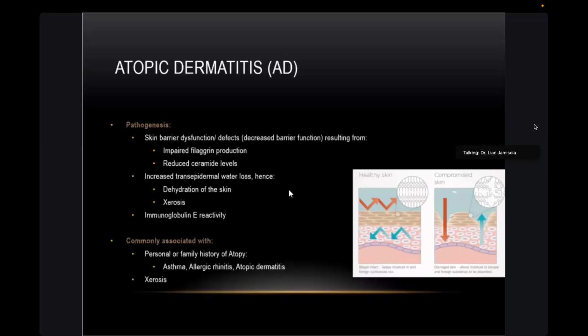Hence, patients have dehydration of the skin and xerosis. Adding to that, they also have immunoglobulin E reactivity. As I mentioned, this has a genetic component. Hence, these patients usually have a personal or family history of atopy. So what comprises atopy? These are your bronchial asthma, allergic rhinitis, or even allergic conjunctivitis. These patients are usually the ones that also have atopic dermatitis. Inherent or baseline, they have xerosis of the skin, or their skin is very dry.